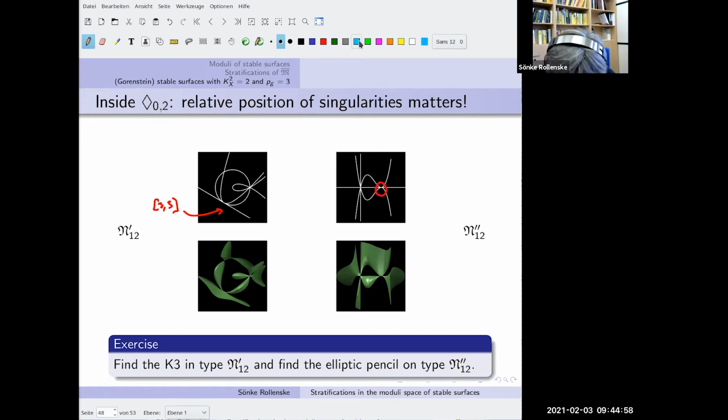And maybe I take the blue one. This is the quadruple point. Here's our quadruple point. And in the second case, the quadruple point is contained in this distinguished line in the plane. So you get these nice pictures of surfaces. And if you're bored, you can try to find the K3 in the N12 prime and the elliptic pencil on the N12 double prime.